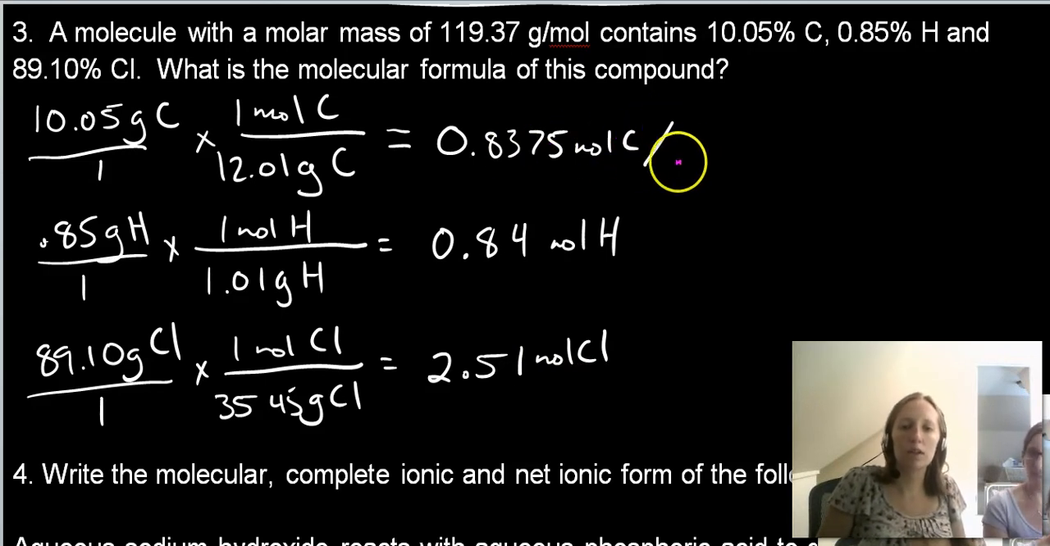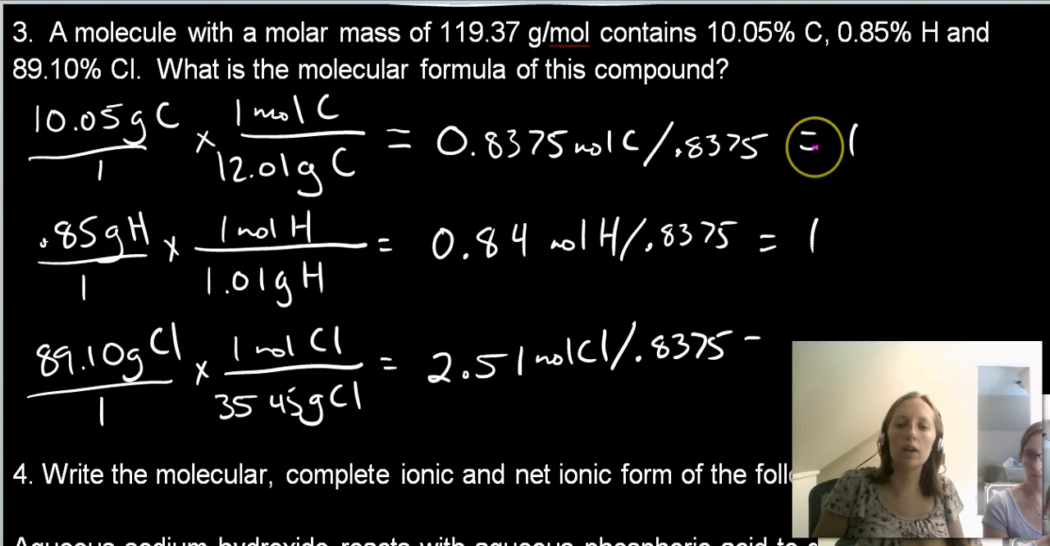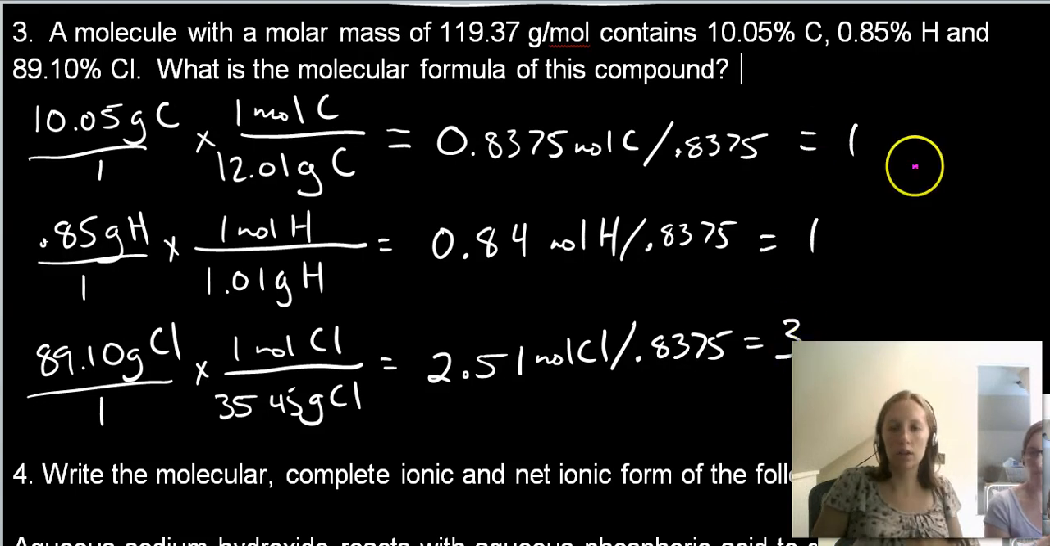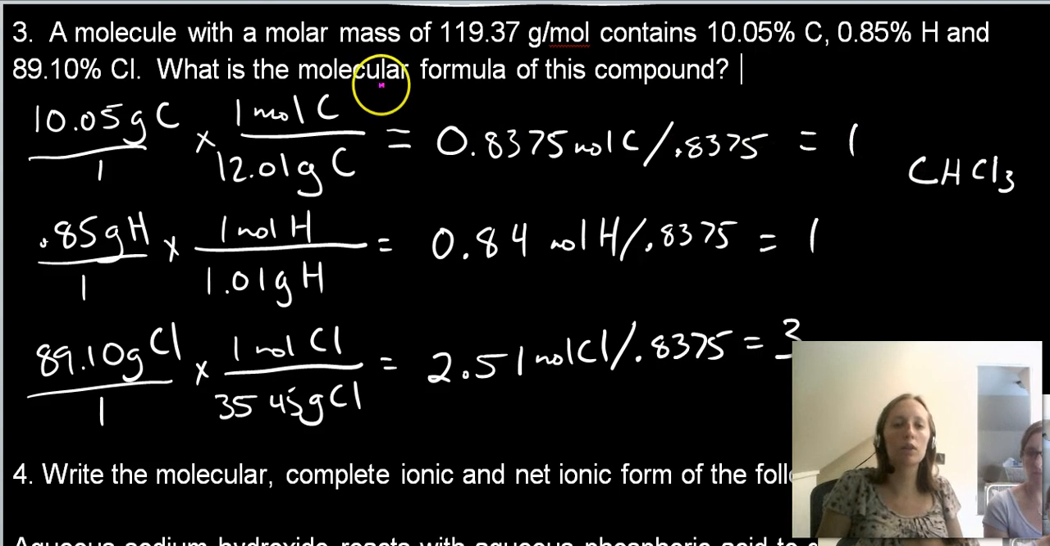Then you divide by the small one on all 3 of them in order to get the ratio to be pretty. That gives you 1, 1, and 3, which gives you the empirical formula, CHCl3. And then, so that's my empirical formula. How about my molecular formula? So I need to add up my molar mass and see how much I need to multiply by.